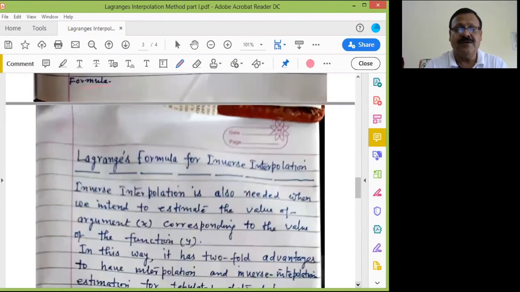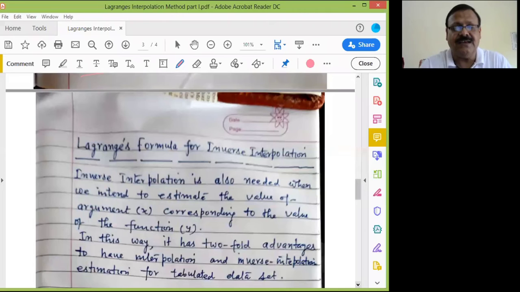We have more excitement regarding the Lagrange interpolation formula, and this kind of attraction, this kind of excitement you have so far never found in any method. What is this excitement? That is a point for inverse interpolation. In no other method have you seen that for a given value of y, you compute the value of x.